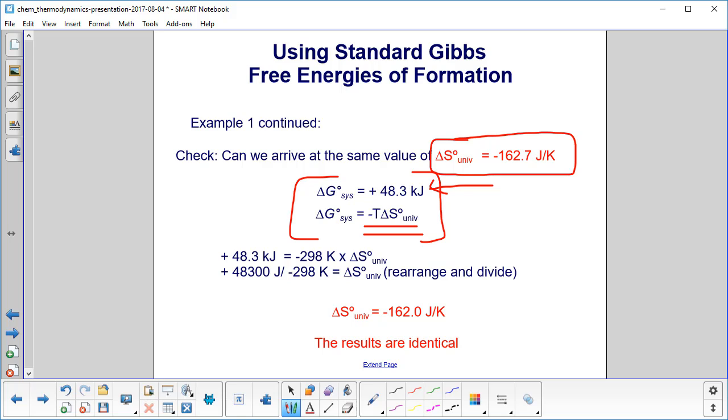And what are we doing here now? Now it's just a question of putting in the numbers, rearranging them, dividing, and guess what we find? Delta S naught universe is minus 162 joules per Kelvin. The same thing we got with the entropy process. That's nice. It's good that it all works together.